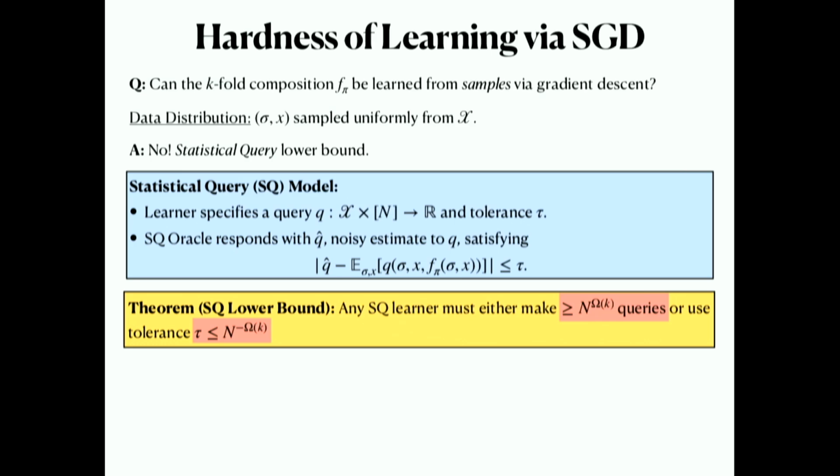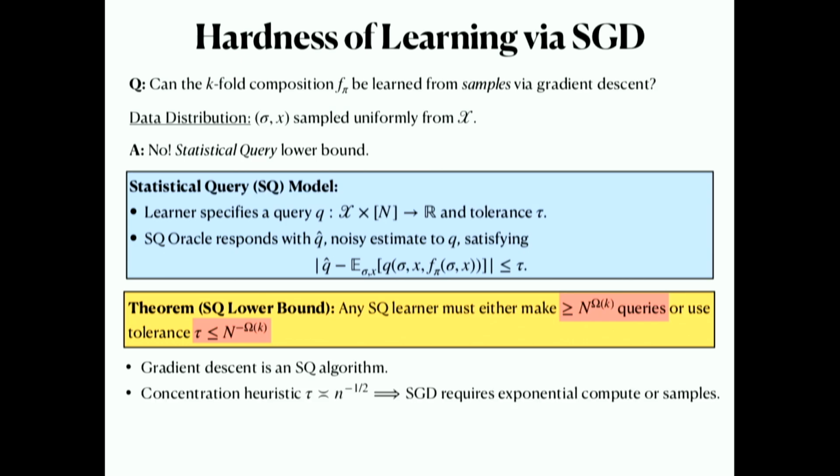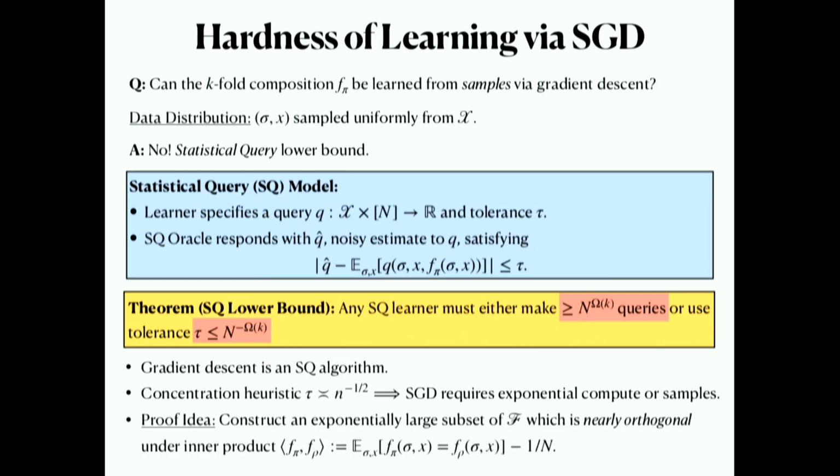Formally, we prove the following. We show that any SQ learner must either make n to the omega k queries or use tolerance tau n to the minus omega k. As I mentioned before, gradient descent is an SQ algorithm. One common concentration heuristic is that the tolerance tau scales like 1 over square root n, where n is the batch size. Using this heuristic, in order to learn this k-fold composition task, SGD either requires exponential compute or sample size. Our proof relies on standard SQ arguments by constructing a large subset of functions which are nearly orthogonal.